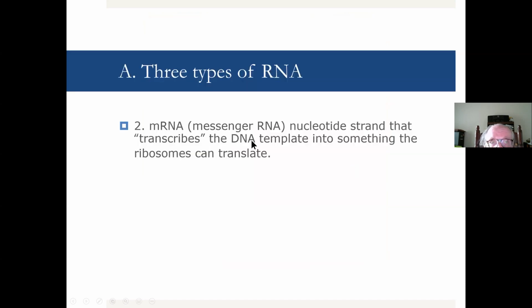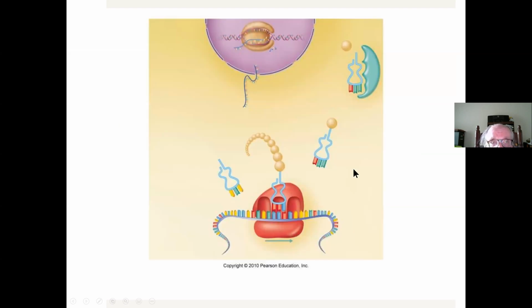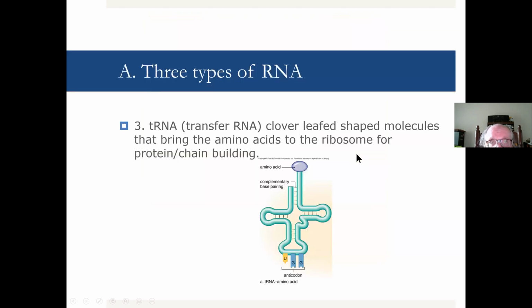Messenger RNA is the nucleotide strand that transcribes the DNA template into something that ribosomes can translate. That's what we're talking about, this messenger RNA. The ribosomes are here translating this and calling out the transfer RNA. I don't know how the signals go. Okay, I don't know if anybody knows how the signals go. But the transfer RNA that matches this codon is coming in here with a specific amino acid. The transfer RNA is a cloverleaf-shaped molecule that brings the amino acid to the ribosome for the protein chain.